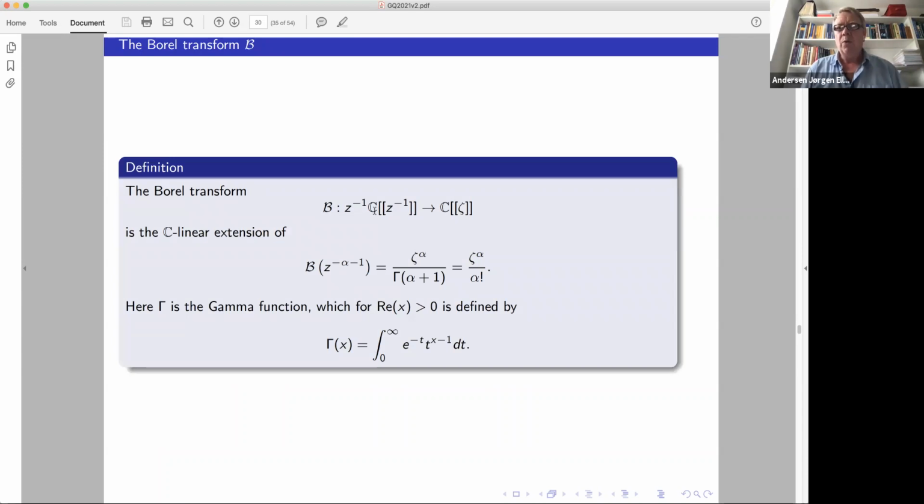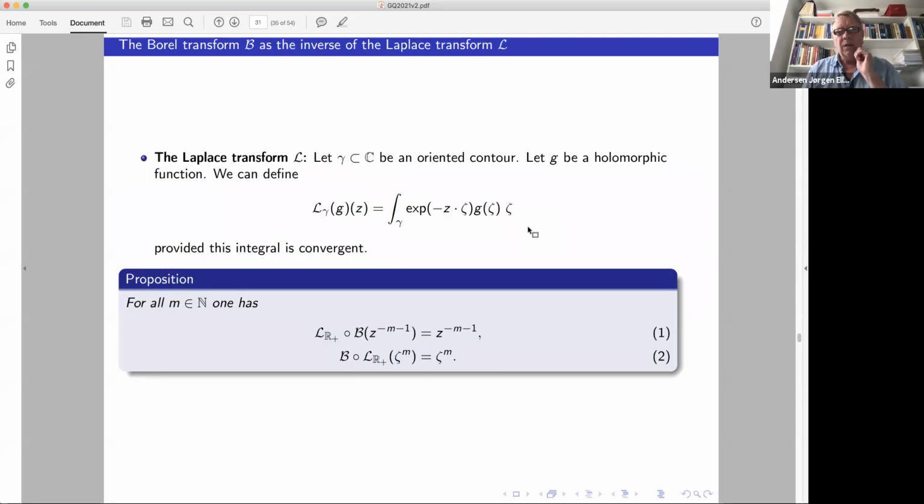The Borel transform acts on these formal series the following way. The Borel transform applied to z to the minus alpha minus 1 is simply zeta to the alpha divided by gamma of alpha plus 1, so also written like this. Here gamma is the usual gamma function, and this shows you how to define it for non-integer values of alpha. And what is the point about this?